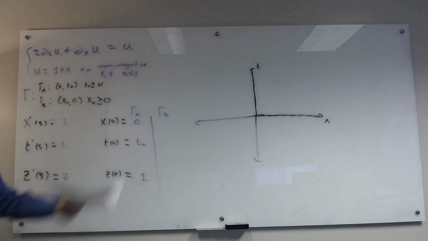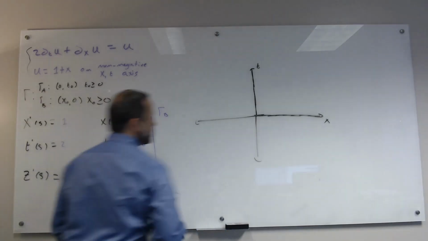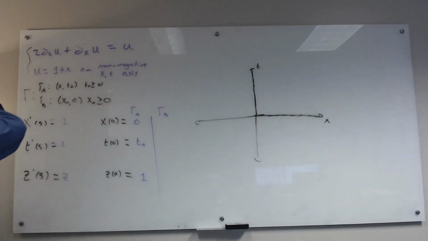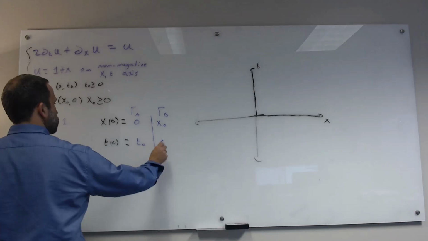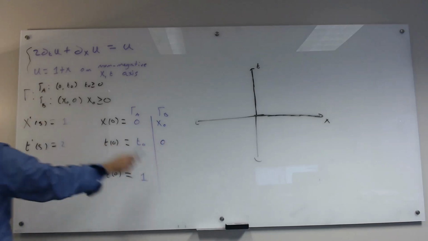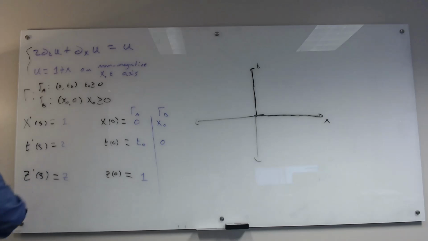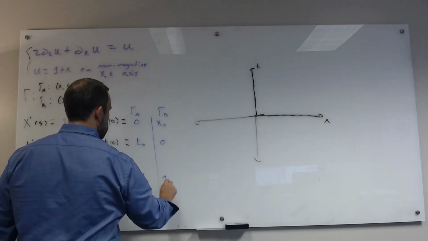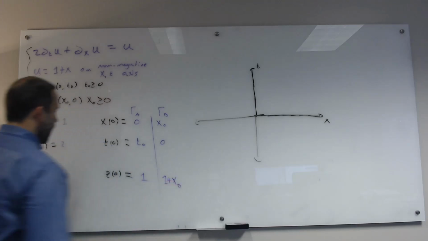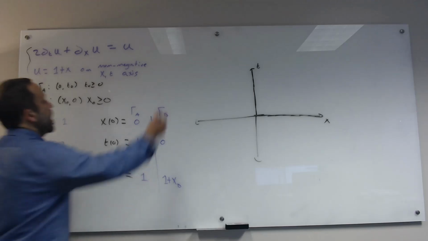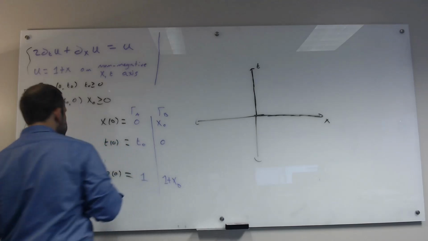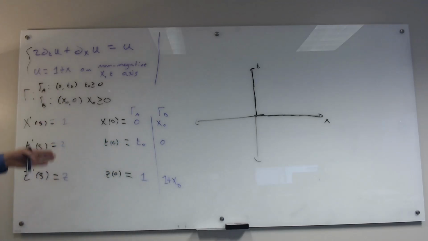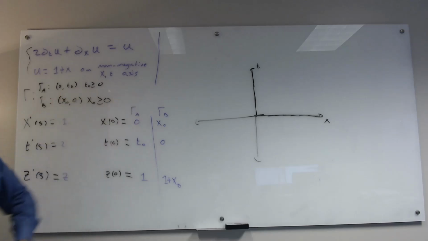All right, now for the gamma B curve, that's when we are on the non-negative x-axis. Here, x of 0 is going to be equal to x naught. T of 0 is going to be equal to 0. And then z of 0, we're going to plug in these 2 values to our data on the curve there, which is 1 plus x naught. Okay, now that we have this out of the way, we can go on ahead and start solving for these functions here. And basically, I'm just going to break this up into a gamma A problem and a gamma B problem.